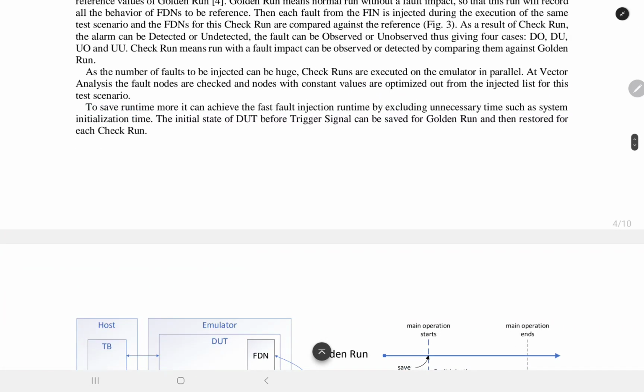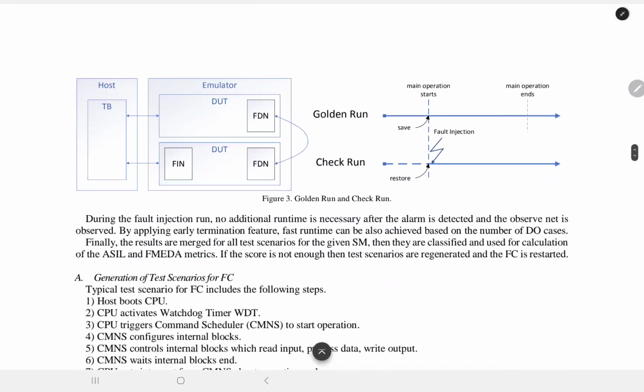Just to save time more, it can achieve fast fault injection runtime by excluding unnecessary time such as system initialization time. The initial state of the DUT before the trigger signal can be saved for the golden run and restored for each check run. Figure 3, golden run and check run.